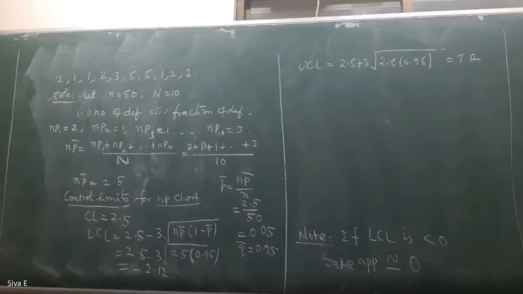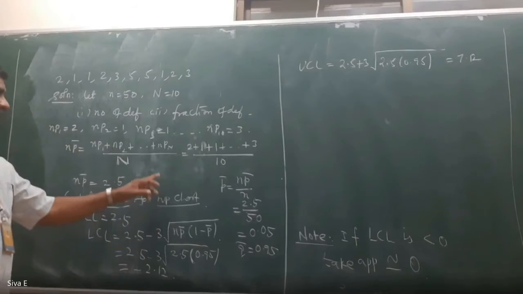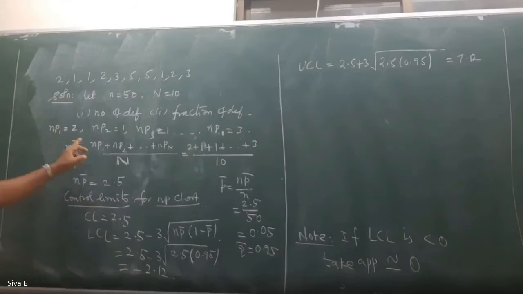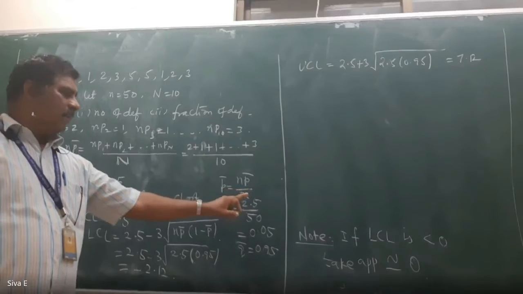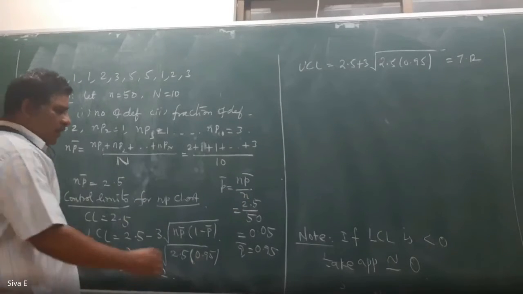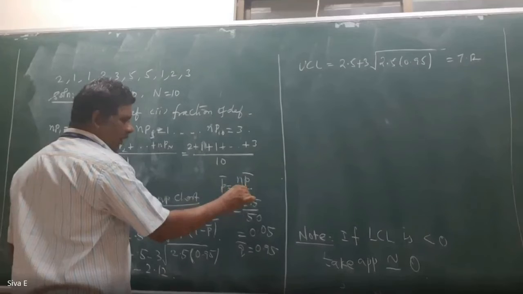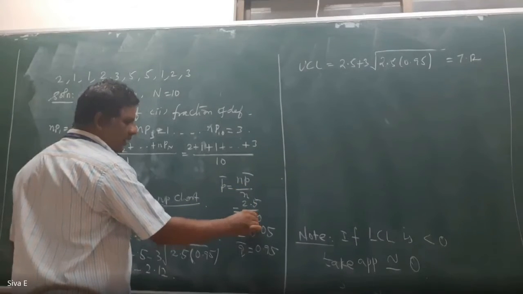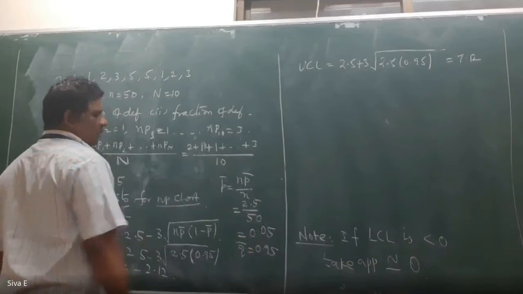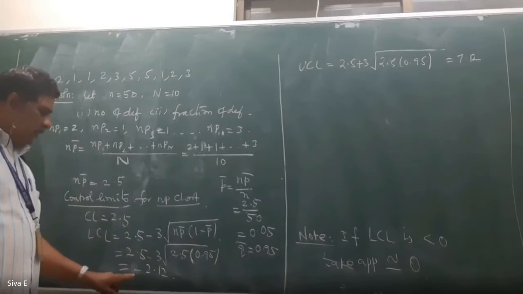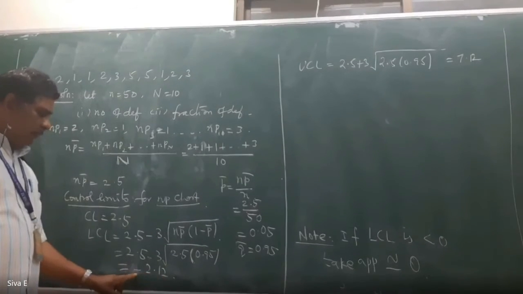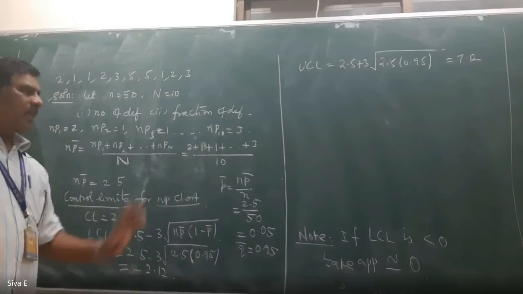Just remember the CL formula: you have to calculate NP bar. Then after calculating NP bar, you have to calculate P bar. P bar is NP bar by N. Many of them made the mistake here: in NP bar by N, instead of putting 50, they took 10, the number of samples. That is totally wrong. Please keep it in mind. And in case it is negative, they have taken the negative value, but you have to take 0 approximately.